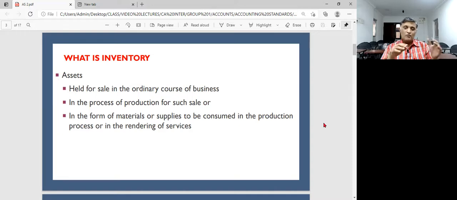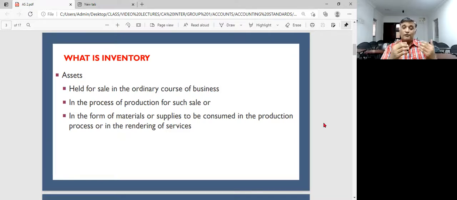What is finished goods? You can trade, you can buy and you can sell finished goods. That is the first one. They are held for sale in the ordinary course of business. You can buy finished goods and you can sell that finished good. So if you're going to hold them, that is the finished goods part. What is in the process of production, which is nothing but the work in progress, right? If you are in the manufacturing space, anything which is in the process of production for such sale is the work in progress. That is also forming part of inventory.